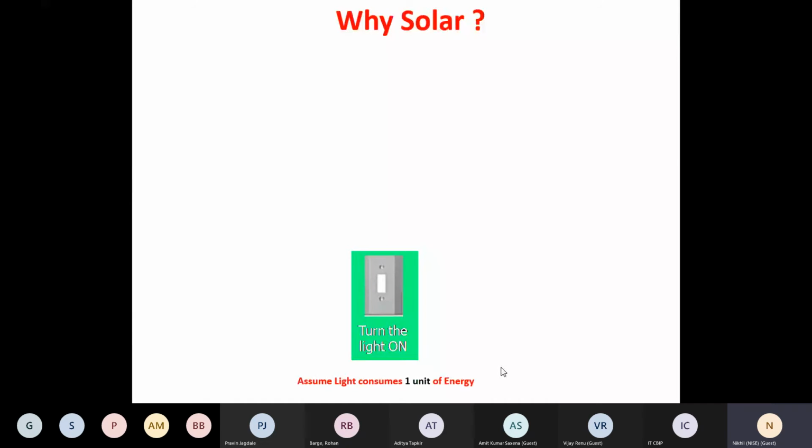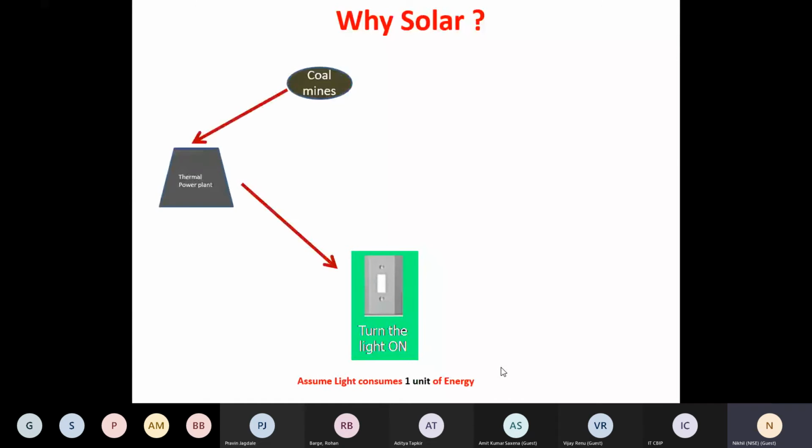When we switch on a light and consume 1 unit of energy, you know that this 1 unit can come from a thermal power plant, which runs on coal from coal mines. Now, to enjoy this 1 unit of energy, the thermal power plant should be generating approximately 1.7 units because of various losses incurred.